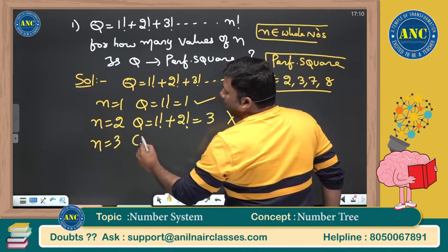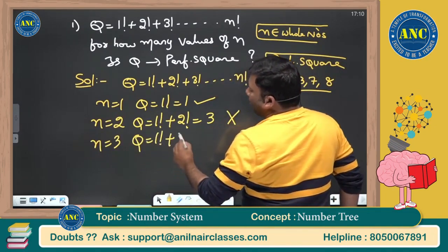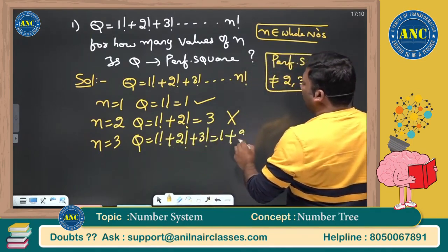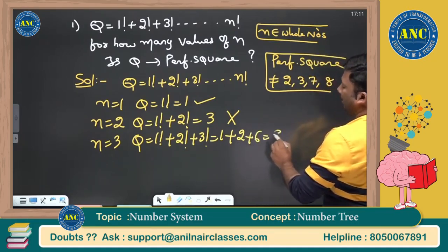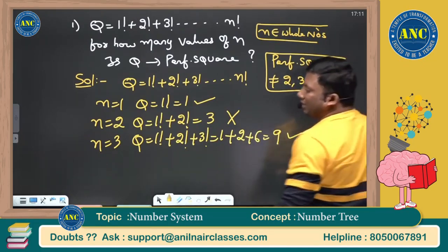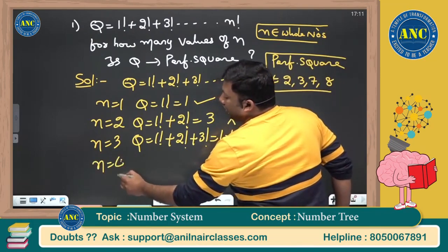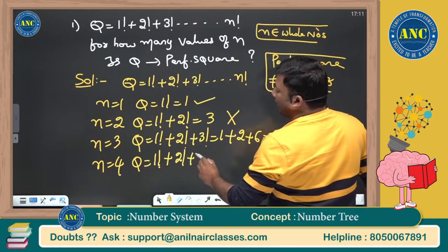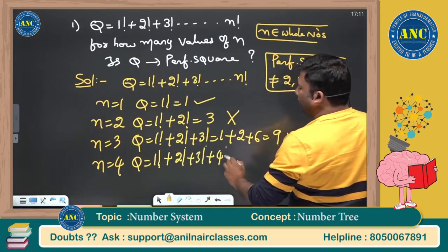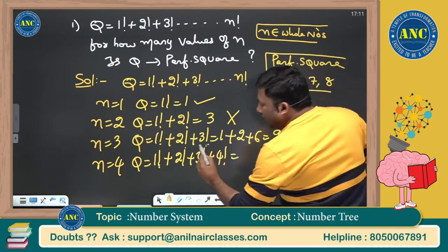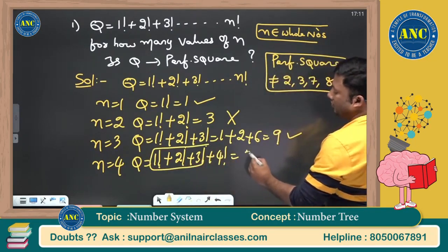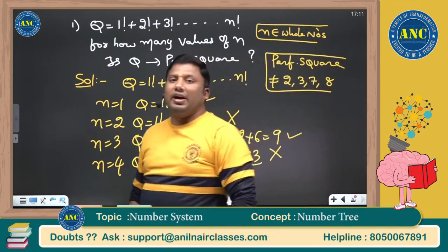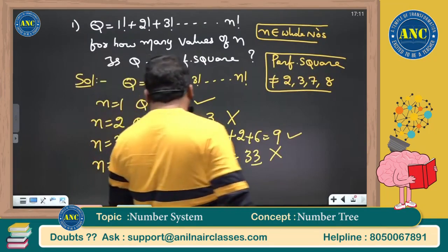n equal to 3: Q equals 1 factorial plus 2 factorial plus 3 factorial, which is 1 plus 2 plus 6, which is nothing but 9. 9 is again a perfect square. n equal to 4: 1 factorial plus 2 factorial plus 3 factorial plus 4 factorial. This is 9 plus 24, 33. It ends with 3. Any number ending with 3 is not a perfect square.